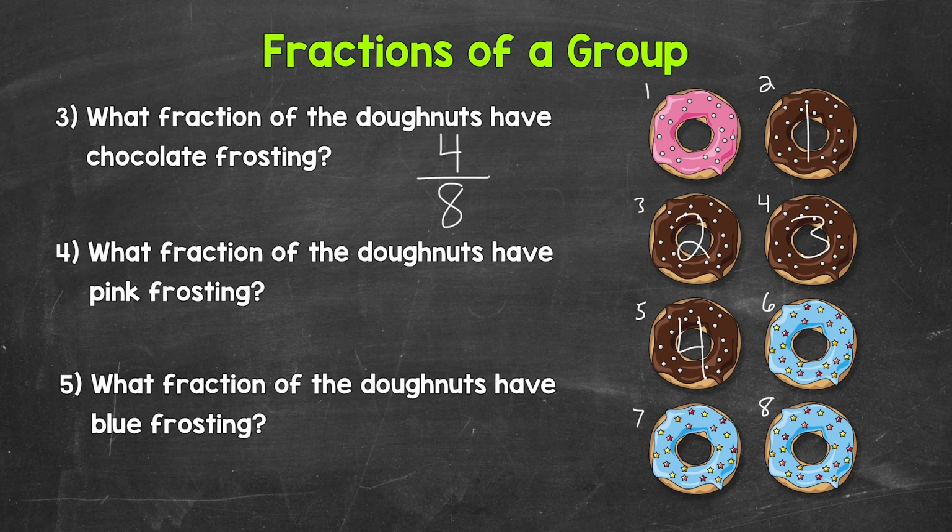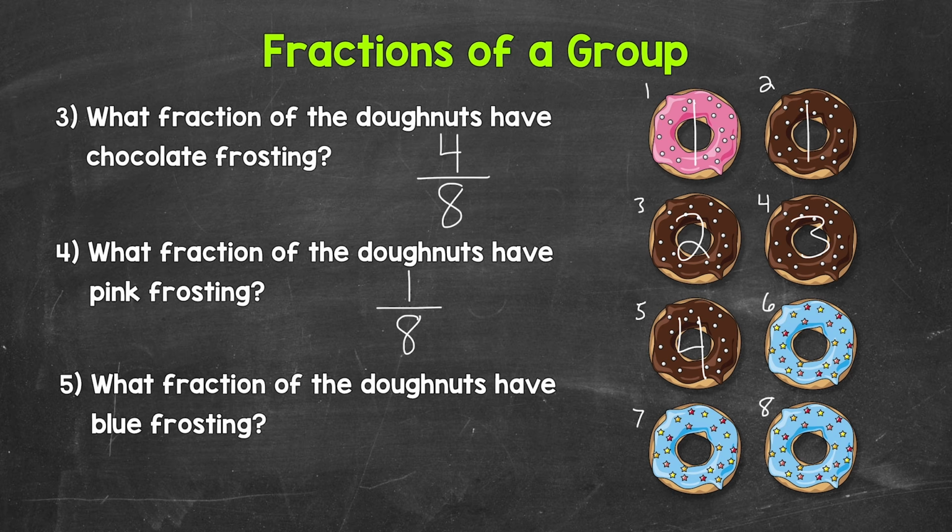Let's move on to number 4, where we have what fraction of the donuts have pink frosting. We know that we have 8 total donuts, so that's going to be our denominator. And now for the numerator. So how many of the 8 donuts have pink frosting? 1. So 1 is our numerator. 1 out of 8 donuts has pink frosting. So our fraction is 1/8.